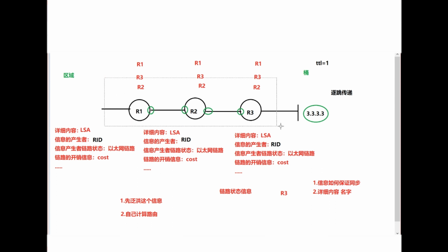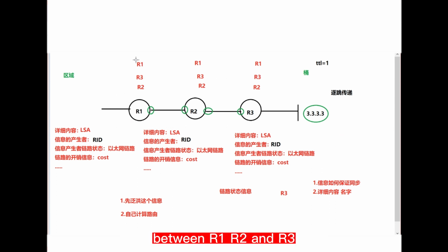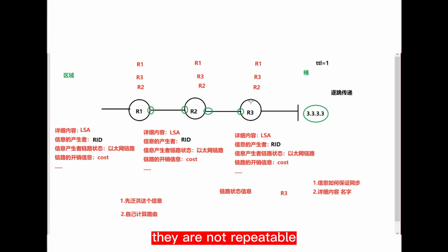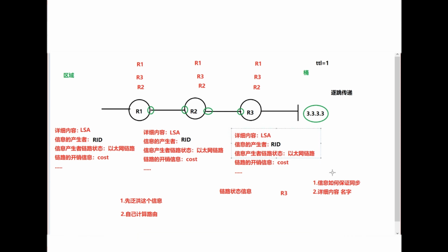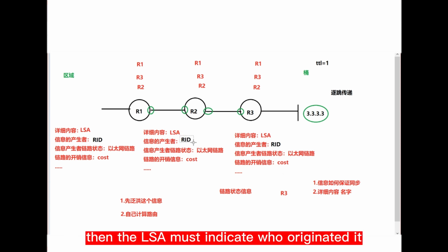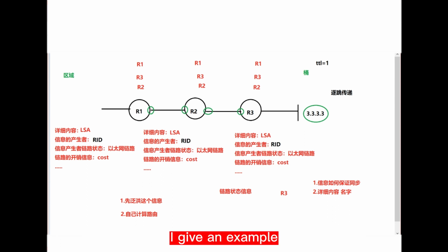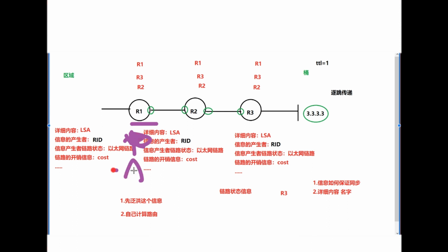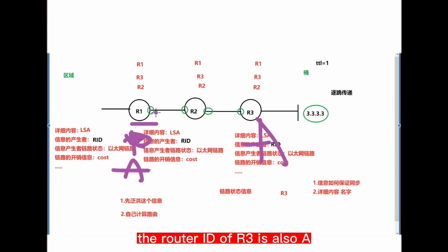For example, now between R1, R2, and R3, each device generates some link state information. They are not repeatable. It's like our graduation thesis: everyone can't write the same content. The same is true for routers. Now what is exchanged is LSA, and the LSA must indicate who originated it. I give an example: the router ID of R1 is A, and the router ID of R3 is also A.